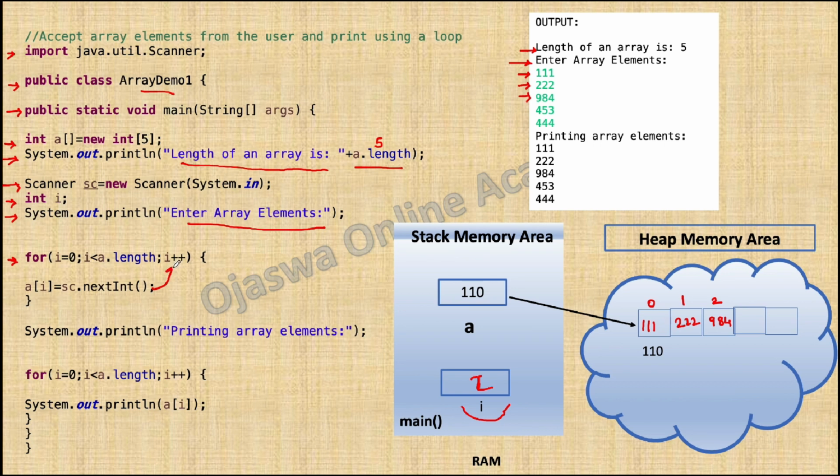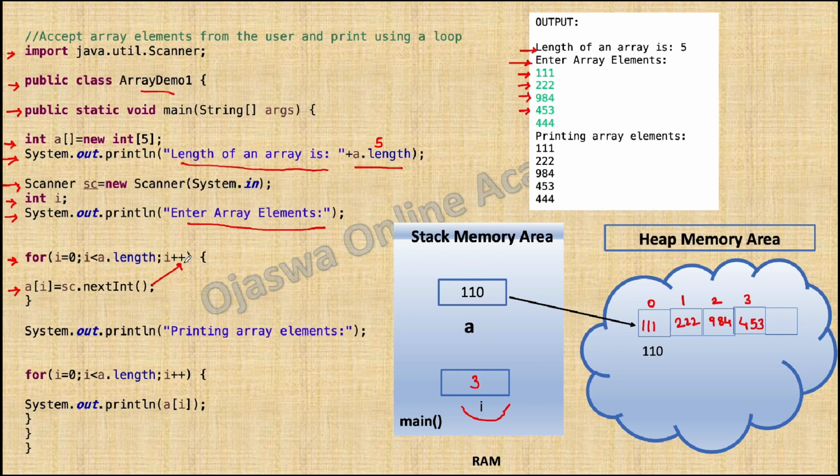Again the control goes to i++. Value of i is 2. So after incrementation i becomes 3. Again the condition is checked whether 3 is less than 5. Condition is true. Statement inside executes. And whatever input the user will enter will be stored at the third index of array a. So suppose user enters 453. This value is stored at index 3.